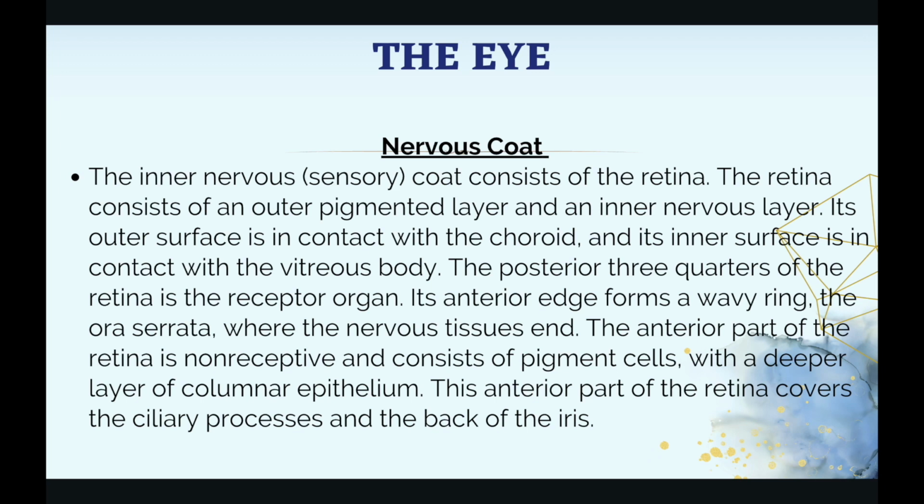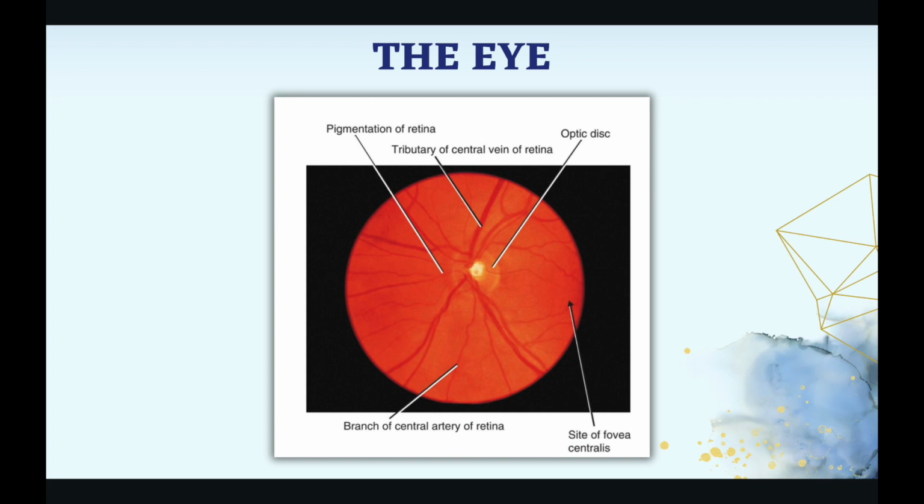The anterior part of the retina is non-receptive and consists of pigmented cells, with a deeper layer of columnar epithelium. This anterior part of the retina covers the ciliary processes and the back of the iris. At the center of the posterior part of the retina is an oval yellowish area, the macula lutea, which is the area of the retina for the most distinct vision. It has a central depression, the fovea centralis.